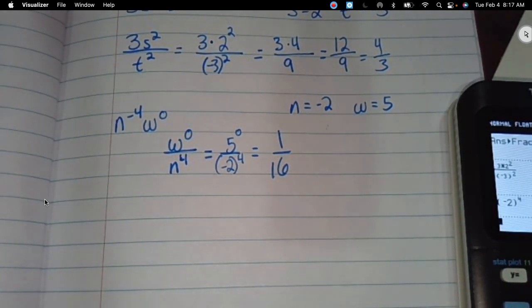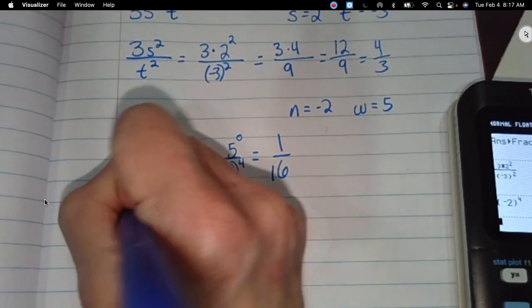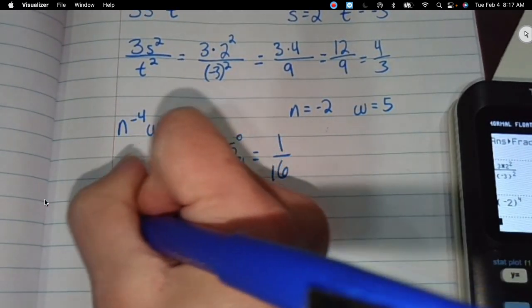How do we feel on these? Is it terrible? Okay, good. Let's do another one. What if I have n to the -1 over w squared?